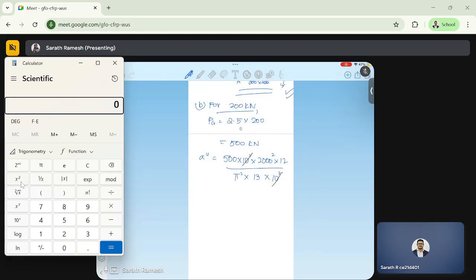Let's solve. 500 into 2000 square into 12 divided by 13 into pi square, to the power 0.25. So we are getting A equal to 116.95 mm.